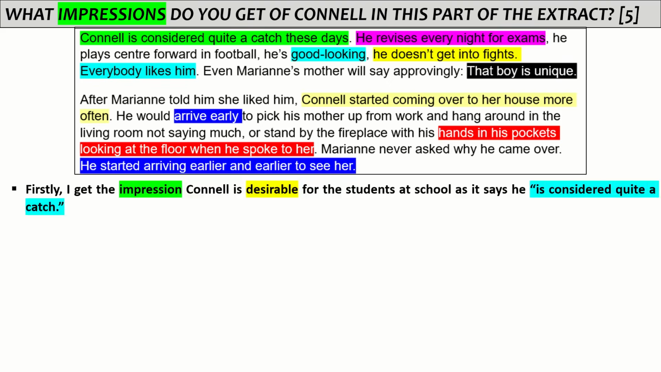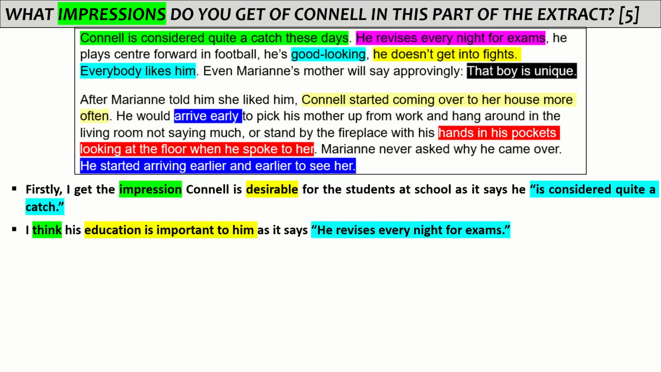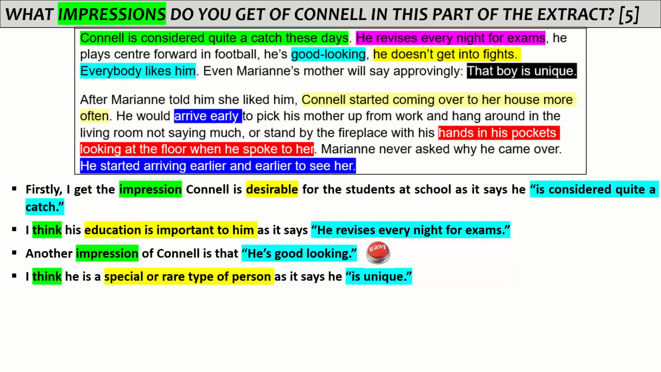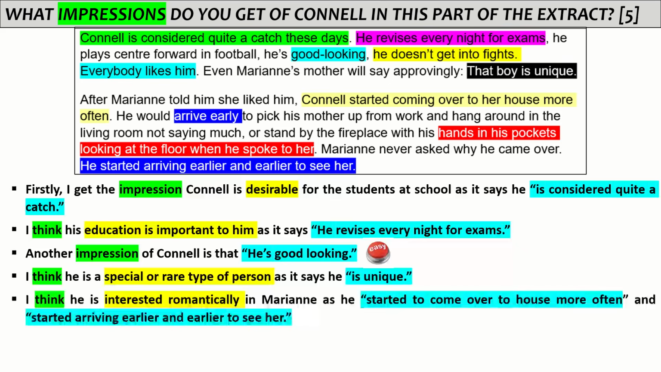Okay, I've put, firstly, I get the impression Connell was desirable, as it says he's considered quite a catch. I think his education is important to him, as he revises every night for exams. Another impression of Connell is that he's good looking, so that's my easy one. Then I'm going to zoom into the word unique, be that human dictionary, what does it mean? I said I think he's a special or rare type of person, as it says he's unique. I think he's interested romantically in Marianne, as he started to come over to her house more often and started arriving earlier and earlier to see her.